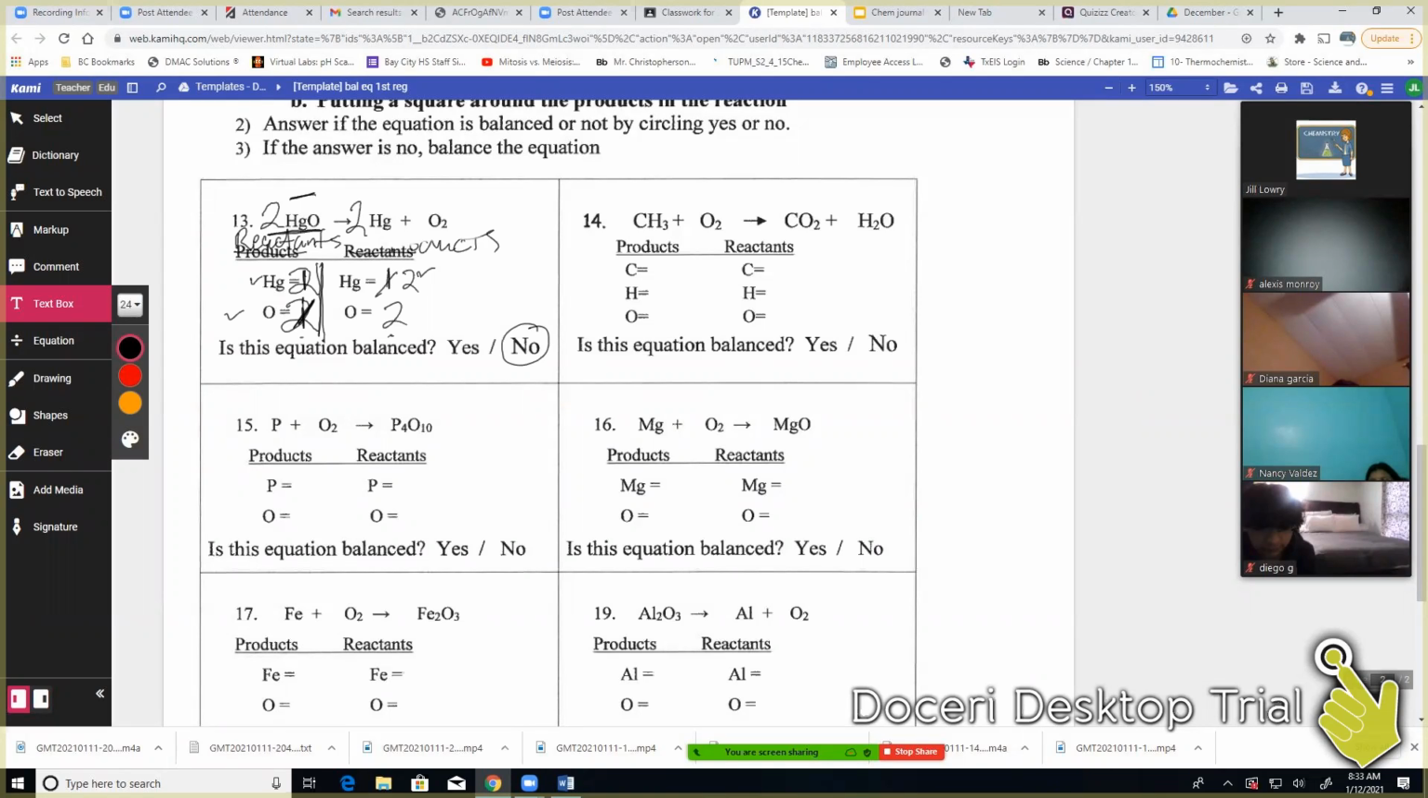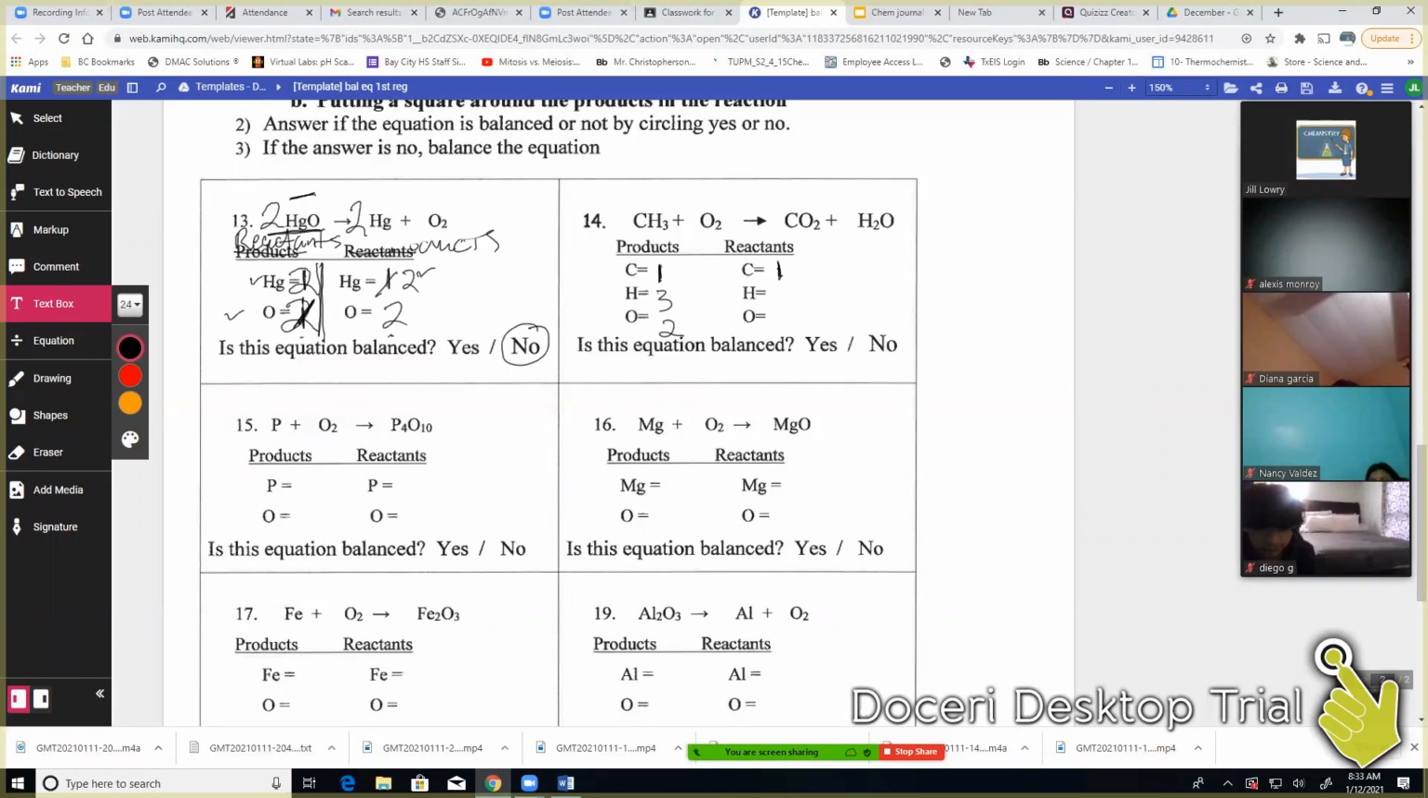Okay, well, let's do our same thing here. We're going to start off and we're going to see how many we have of everything in front of the arrow. So for my carbon, I have 1, my hydrogen 3, and my oxygen 2. And then here on my product side behind the arrow, how many carbon do I have?